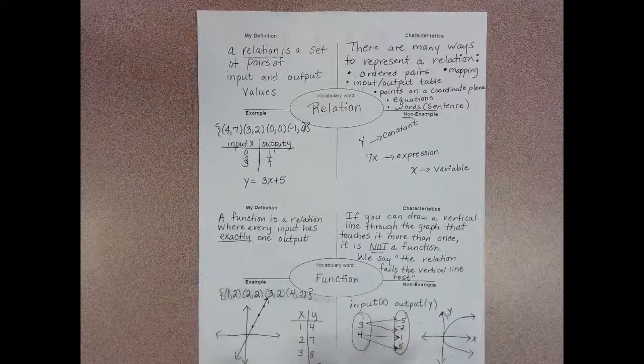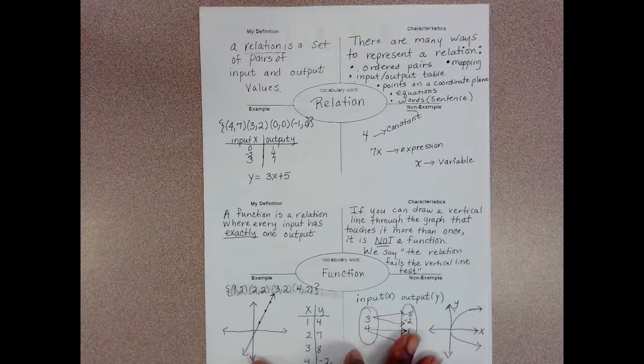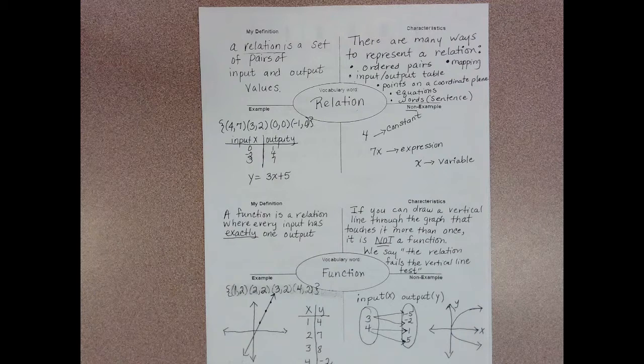For example, if you look at the set of ordered pairs I have, (4, 7), (3, 2), (0, 0), (-1, 0). All of those are ordered pairs that form that particular set. So in this set, I have a set of input values, x, and a set of output values, y.